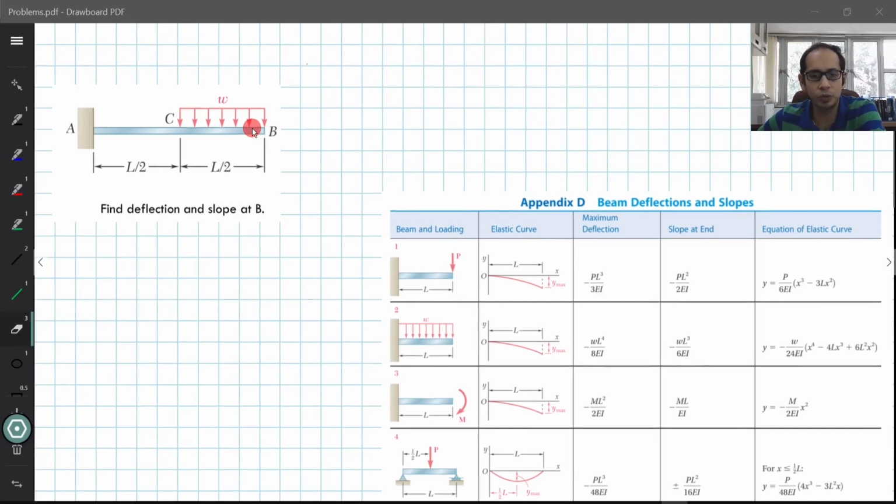So first I'm going to draw these beams as a superposition of two different beams, and then we will use this relationship which is given in this particular row of the standard chart to find the deflection and the slope. Let's first draw the beams which, when superimposed, eventually give back this beam over here.